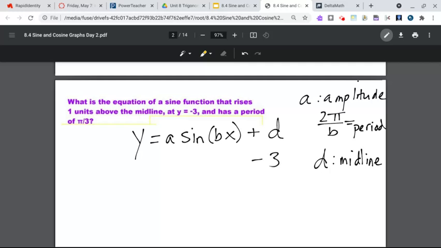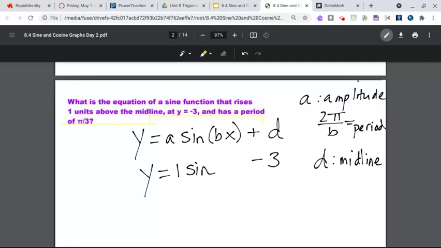We know that the function rises 1 unit above the midline. So that means your amplitude has to be 1, right? Because the distance that you go above and below the midline, that's your amplitude. So our amplitude's 1. Now you can choose to write 1 or you could just leave it. There's an understood 1 there. So I'm going to put a 1 for right now. And then our period is pi over 3.